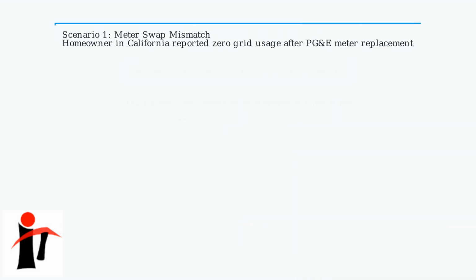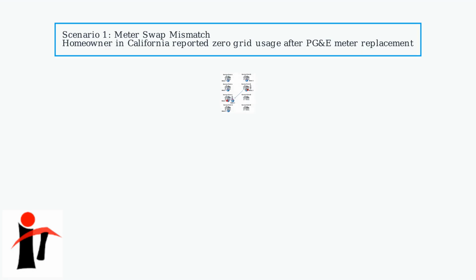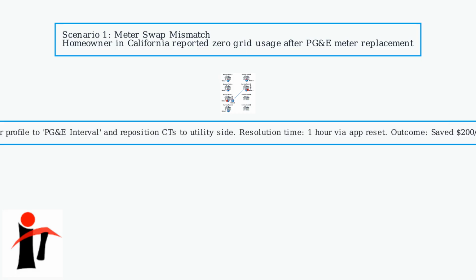A common issue occurs when utility companies swap out meters, causing a mismatch in the Tesla app. For instance, in California, a homeowner with a Tesla Powerwall 2 and solar panels reported zero grid usage after their PG&E meter was replaced. The problem was that the app's meter profile didn't match the new smart meter type. The fix involved updating the app's meter profile to PG&E interval and repositioning the current transformers from the inverter output to the utility side of the meter. This simple app reset took just 1 hour and restored accurate grid export tracking, saving the homeowner about $200 monthly in net metering credits.